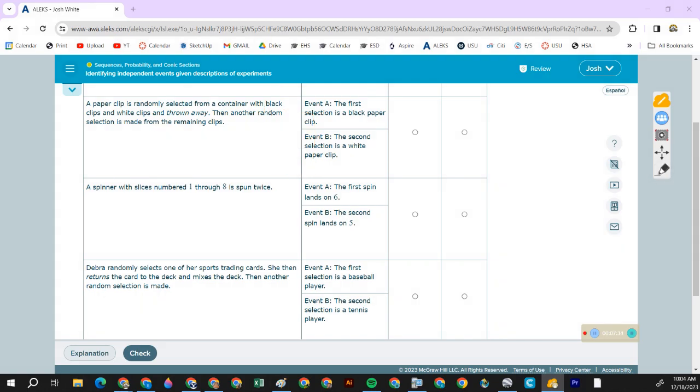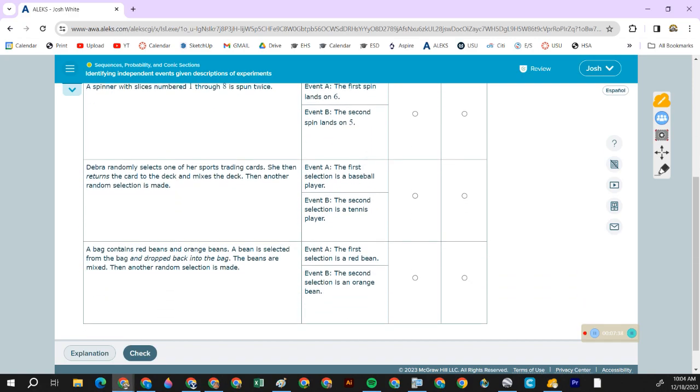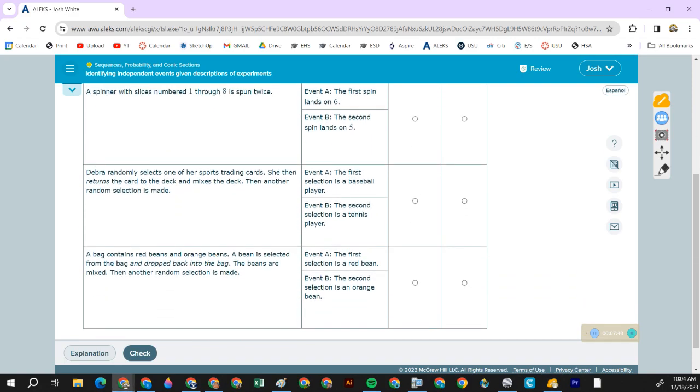All right. A spinner with slices 1 through 8 is spun twice. The probability that the first lands on a 6 and then the second lands on a 5. Does spin 2 get affected by spin 1? No, not at all. No matter what happens on spin 1, spin 2 is unaffected. So those would be independent.